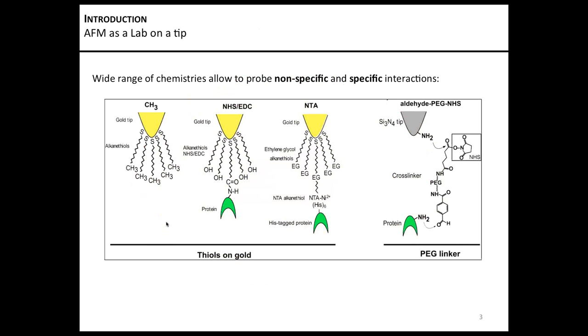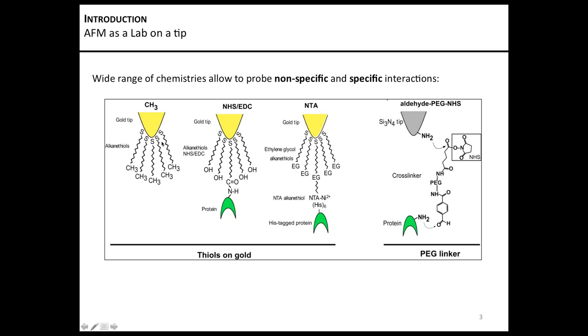To be able to detect some specific or unspecific interaction, we need to use a functionalized tip, and so the AFM is like a lab on the tip. There is a different range of chemistry that we can use to map specific and unspecific interaction, and I will mainly focus on 2 kinds of chemistry. The first one is the use of thiol and gold. So for this, we need to use a gold tip. So this is in yellow, and we can just evaporate some gold layer on the silicon tips.